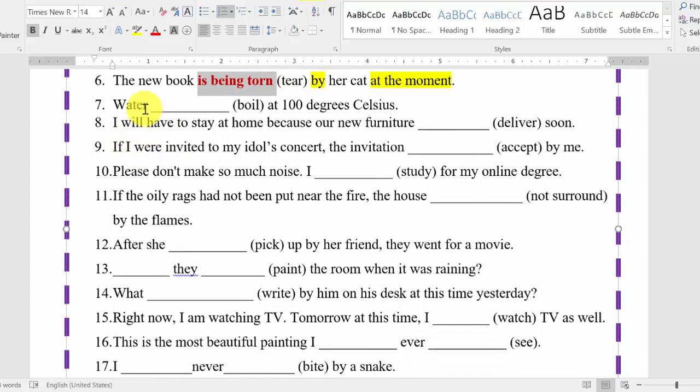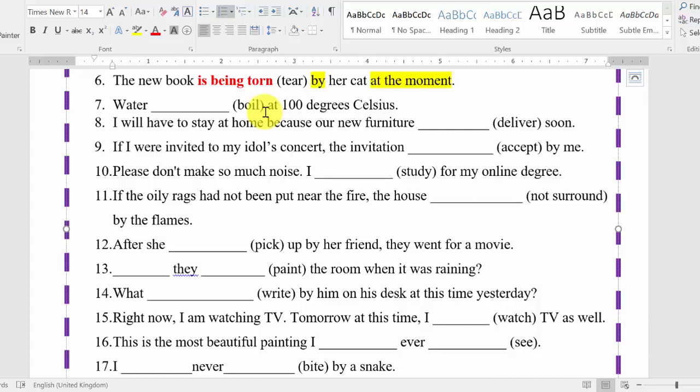Next one, number 7, water, what, at 100 degrees Celsius. So this is a fact, so it should be simple present tense. Is it active or passive voice?